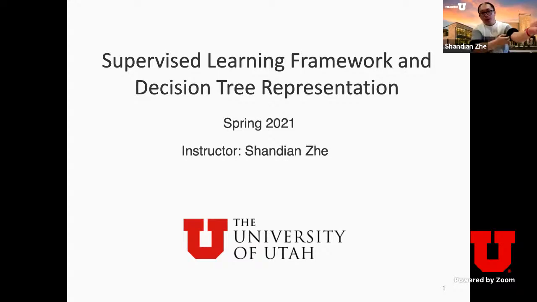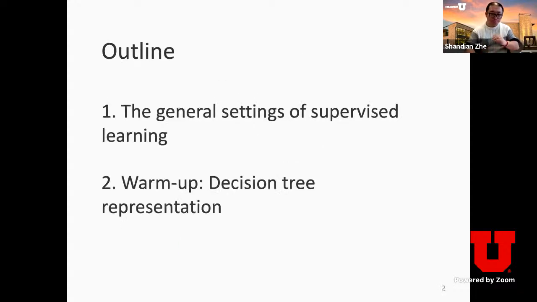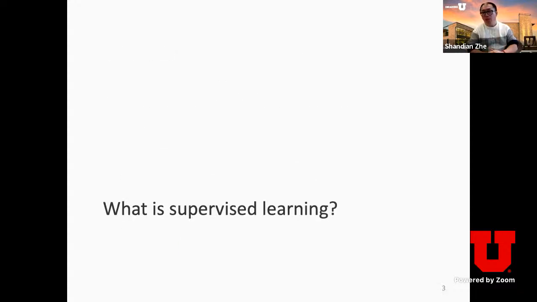And next, we're going to first introduce the general framework for supervised learning, and then we discuss the representation of our first machine learning models called decision trees. Right. So first, what is supervised learning?